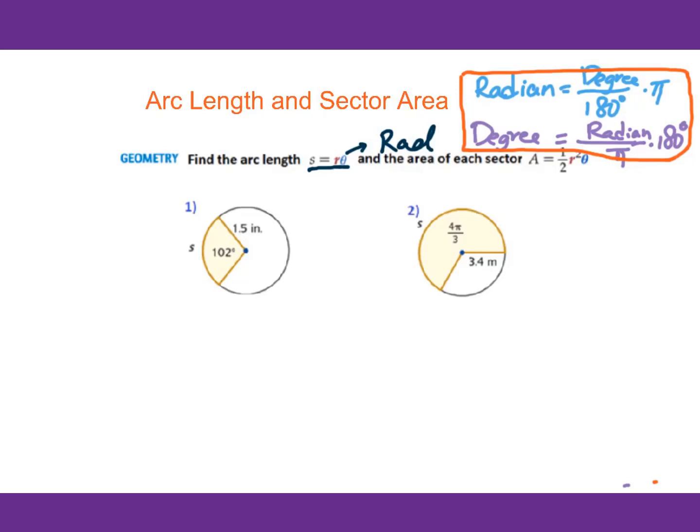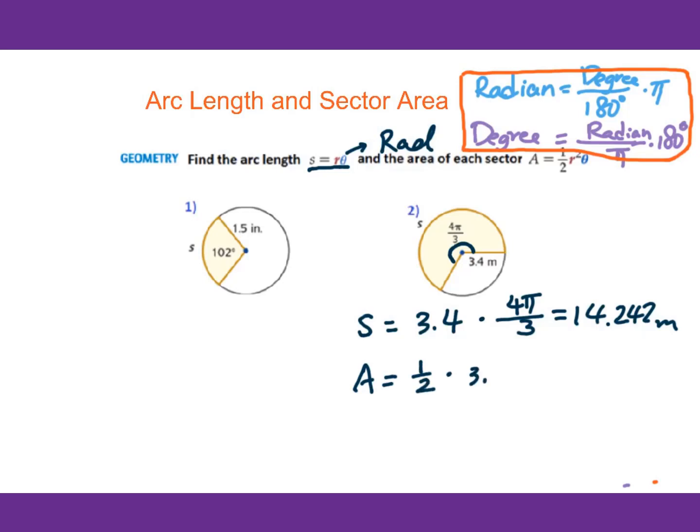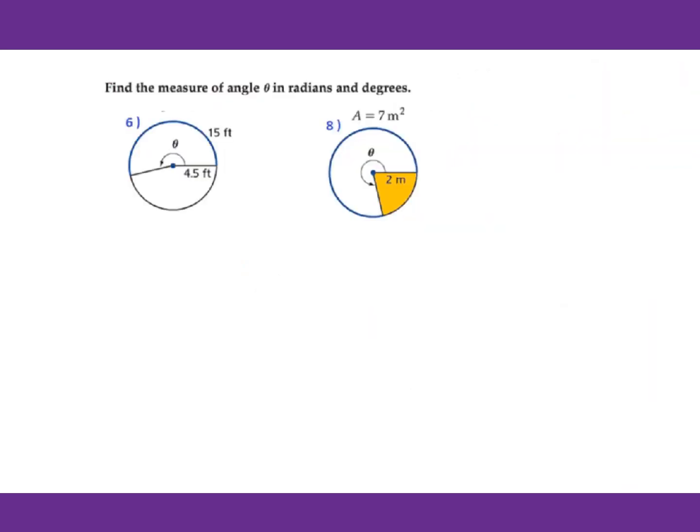For number 2, when we're looking for this arc length, the central angle is 4 pi over 3. And also, this is given in radians. Therefore, you just need to directly plug into this formula. R is 3.4 times 4 pi over 3. Then we put it into the calculator, and we will get 14.242 meters. For sector area A equals 1 over 2, R is 3.4 squared times 4 pi over 3. We put it into the calculator, and we will get 24.211 meters squared.